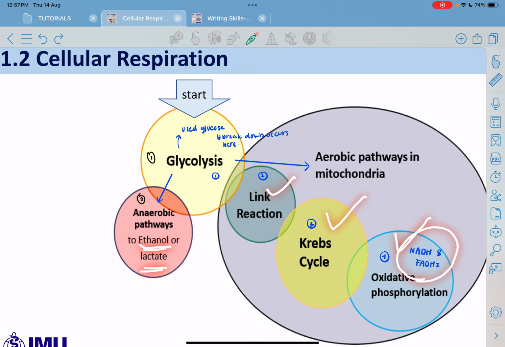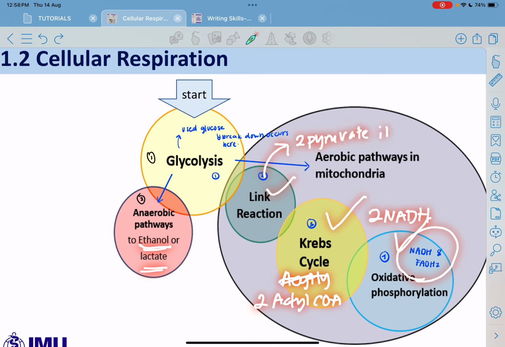See, NADH, this one is acetyl-CoA, there are two, NADH also has two, link reaction is pyruvate, I think.